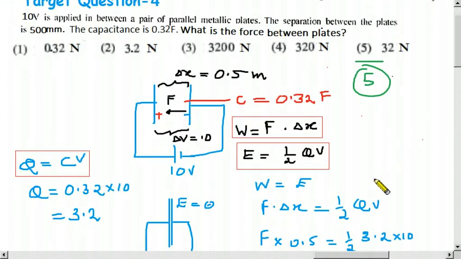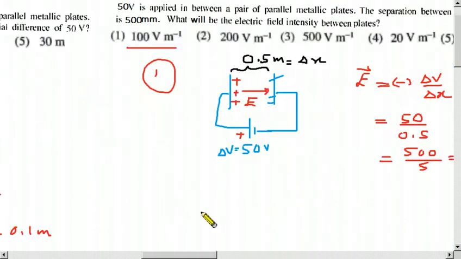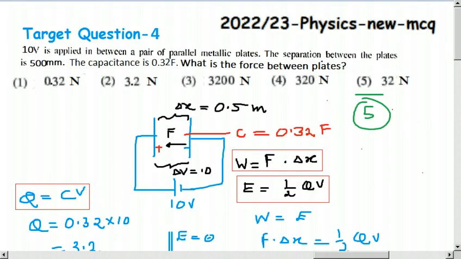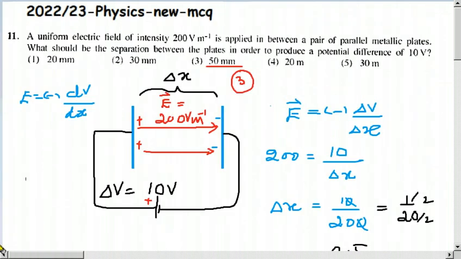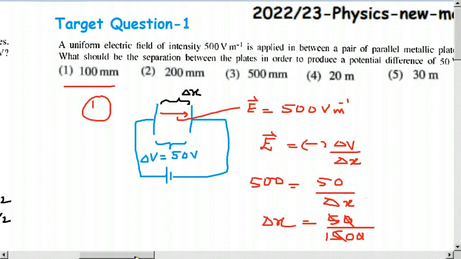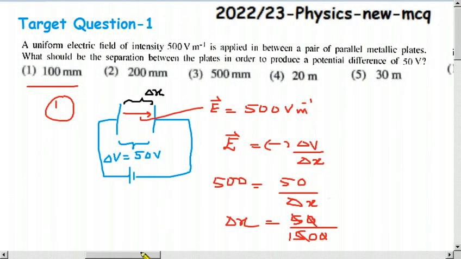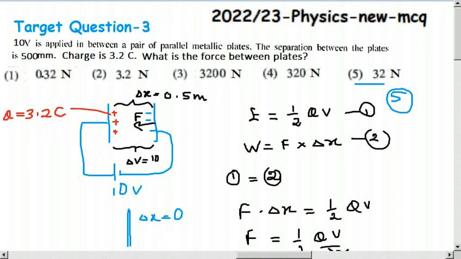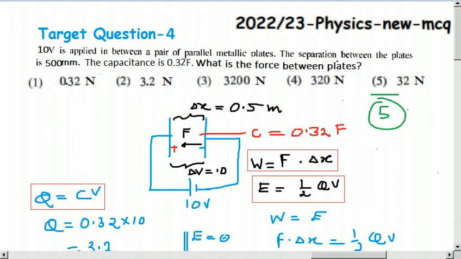So children, now I am going to wind up the video. Let us see what we have done so far. We discussed this original question from the exam department, and I discussed this first target question, this second target question, this third target question and also this fourth target question. So I think you are happy.